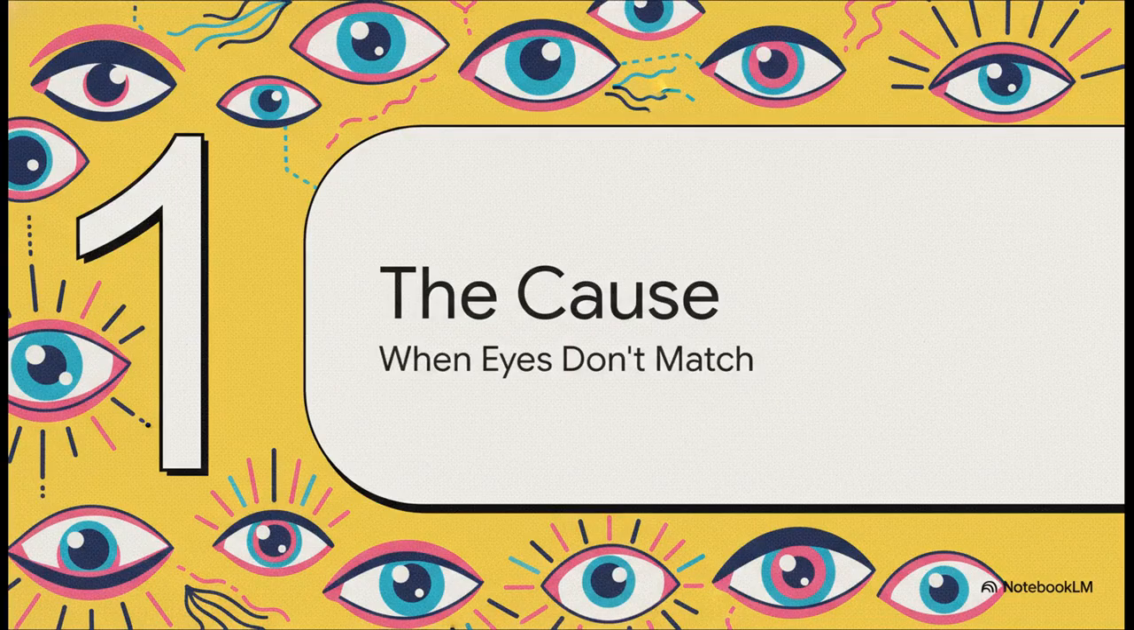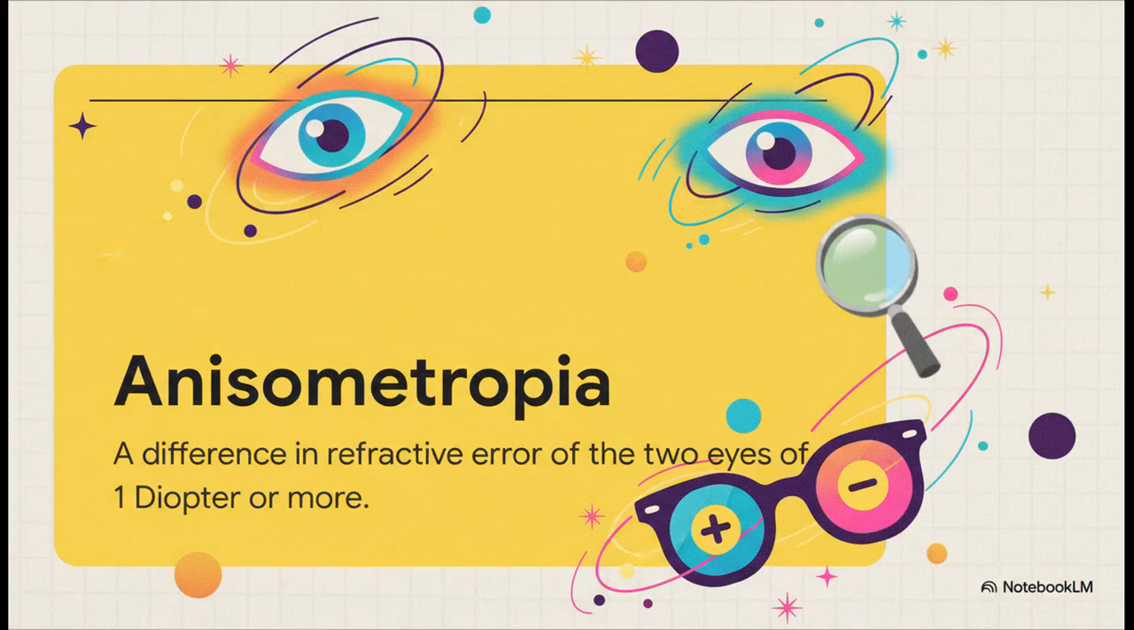So first things first, let's get to the root of the problem. We need to understand the cause, which all starts with a pretty simple physical difference between a person's two eyes. And that condition has a name, anisometropia. Now, it sounds complicated, but it's really not. It's just a medical term for a difference in the refractive error, or what most of us just call the prescription, between your two eyes. You know, one eye might be more nearsighted or farsighted than the other.